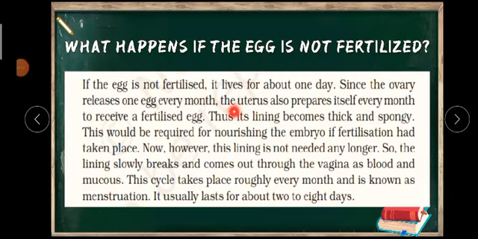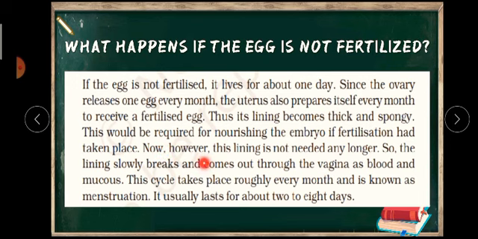So the uterus also prepares itself every month to receive a fertilized egg. Thus its lining starts becoming thick and spongy. This would be required for nourishing the embryo. Why does it become like that? Because it anticipates that if the lady gets pregnant, she will have to nourish the embryo, or the baby, if fertilization takes place.